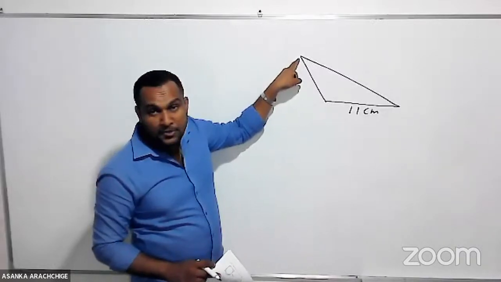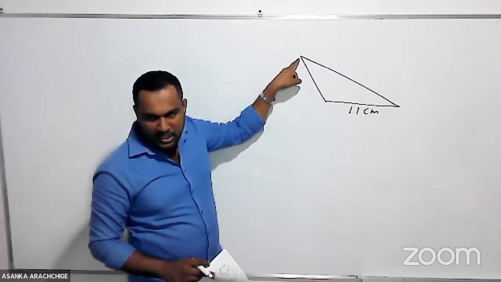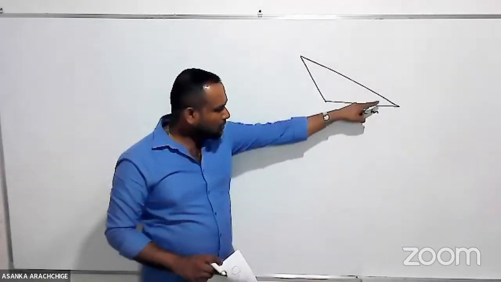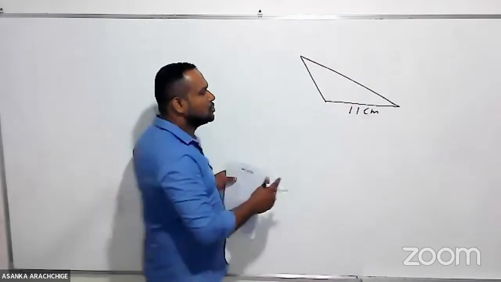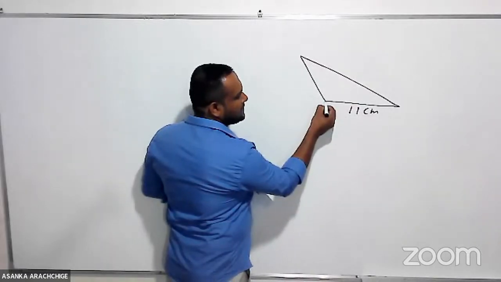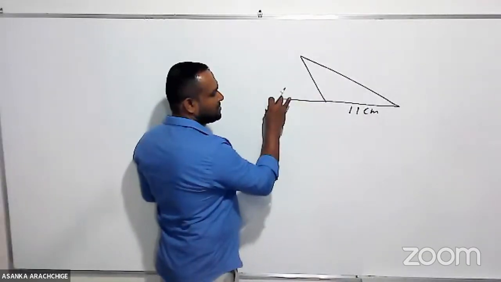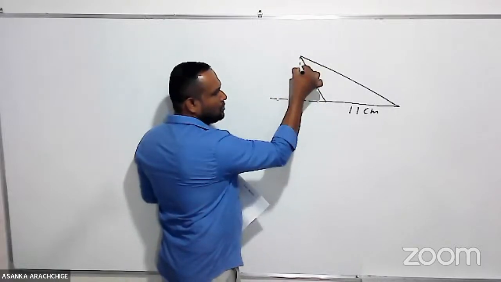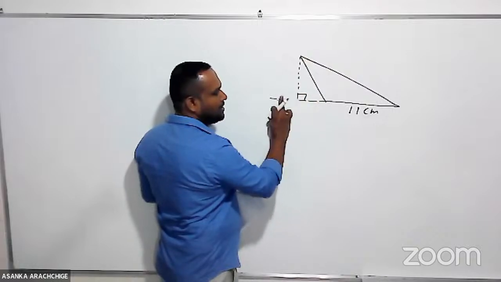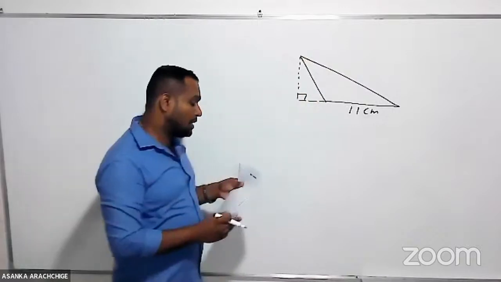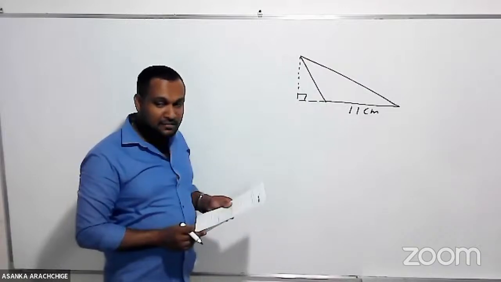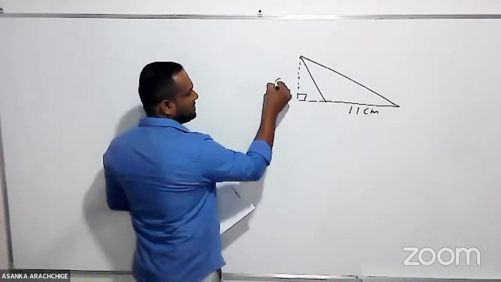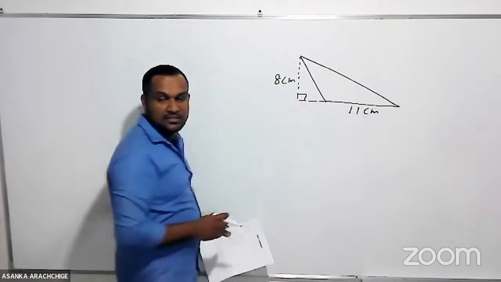So you can't draw a perpendicular either on the triangle or in the triangle to the level of the base. So you have to produce this line further, straight. And now you can draw a perpendicular. Is that given to us? How much? 8 centimeters. Yeah, 8 centimeters.